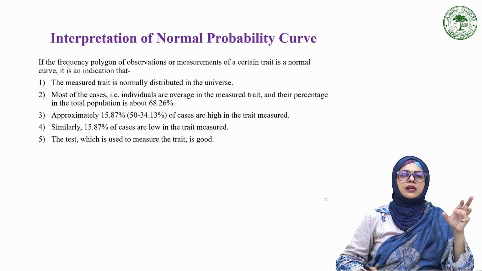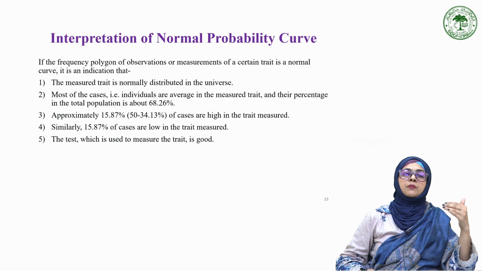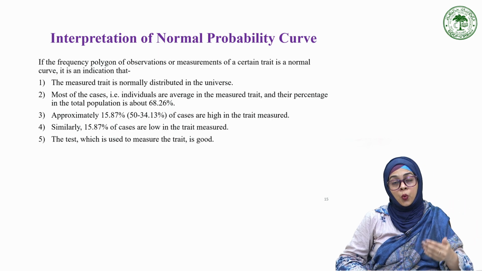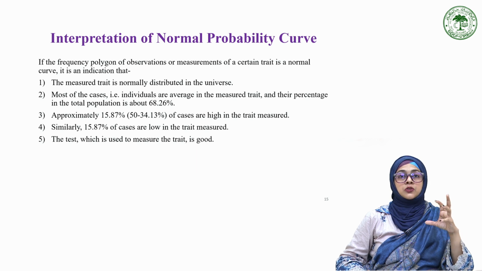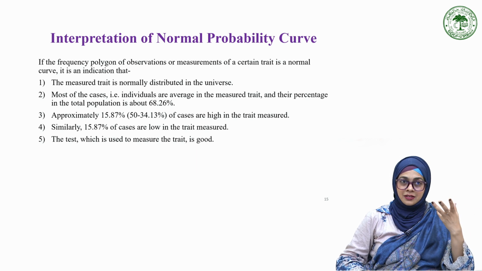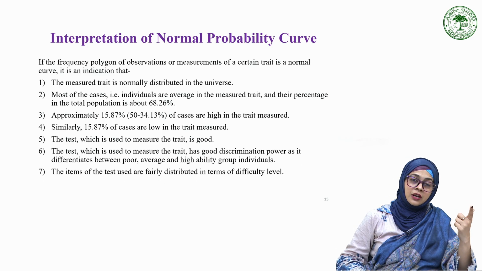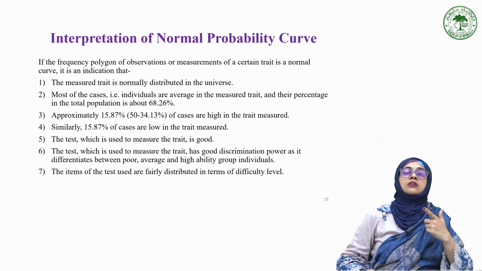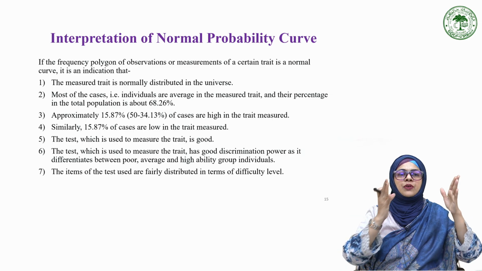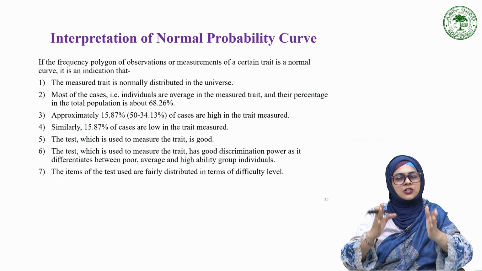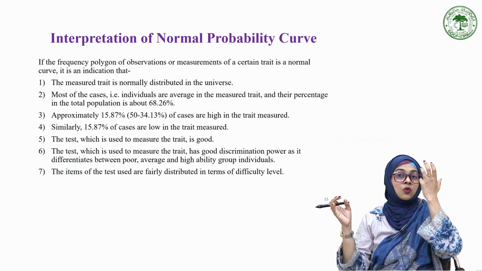Approximately 15.87% of cases are high in the trait measured. Similarly, 15.87% of cases are low in the trait being measured. It also shows that the test used to measure the trait is good. This is how we interpret it. The test has good discriminatory value, or good discrimination power, because it is differentiating between the poor, the average, and the high ability group. So that is the quality of a tool.